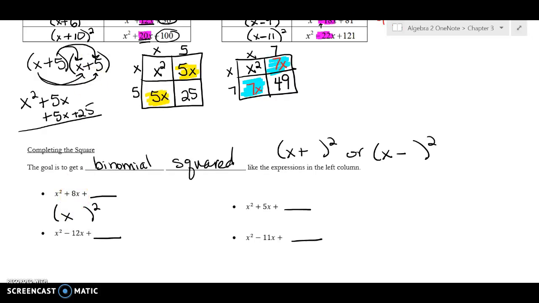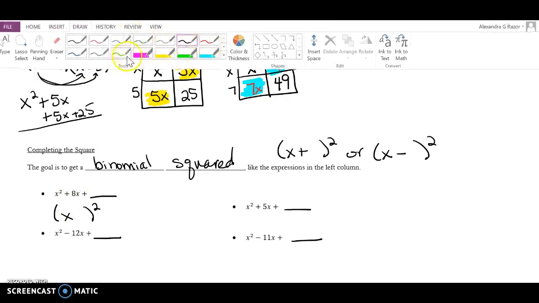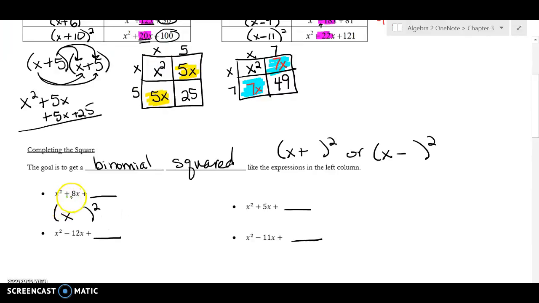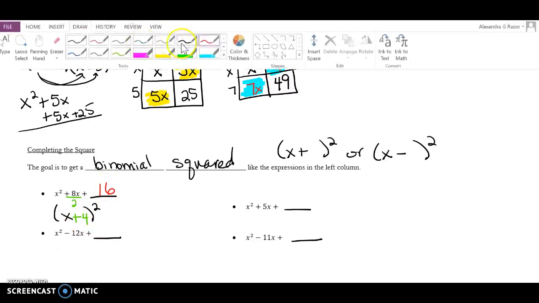So what number do I have 2 of to give me 8? Now, one little rule that you can remember is that you're always going to divide this middle number by 2. And 8 divided by 2 is 4. And then to do this part, 4 squared, let's change colors. 4 squared is 16. So you kind of have to go down. You go 8 divided by 2, that gives me the 4. And then 4 squared is 16.